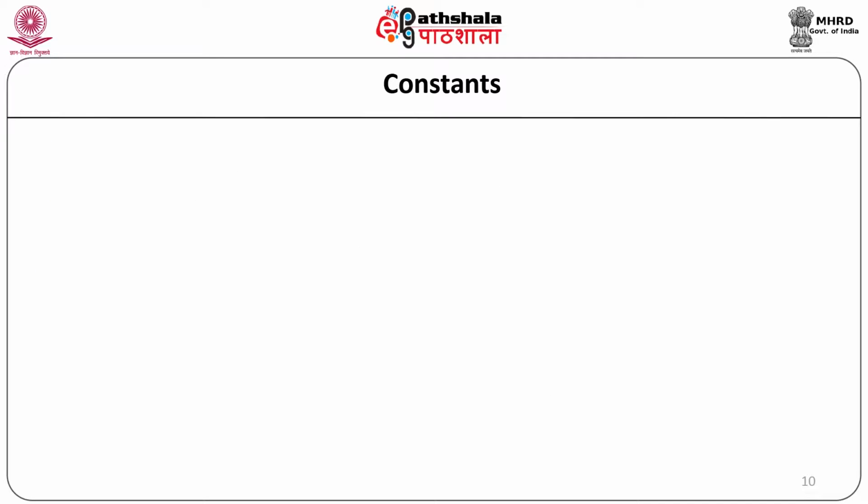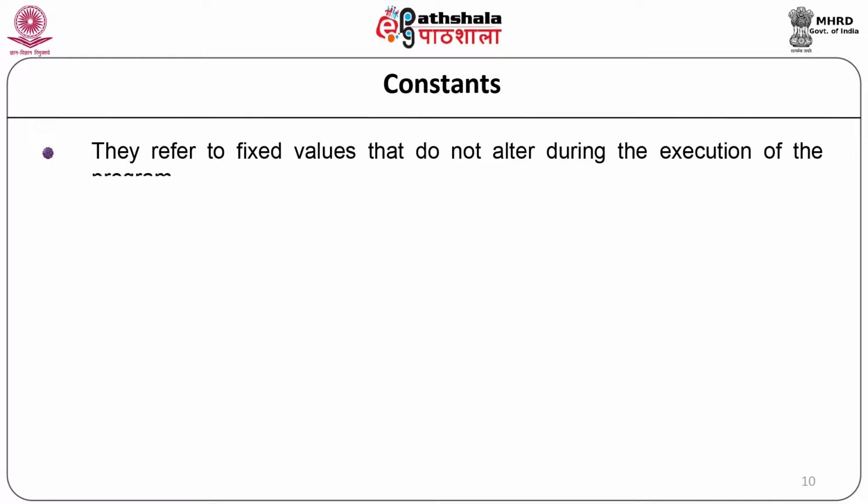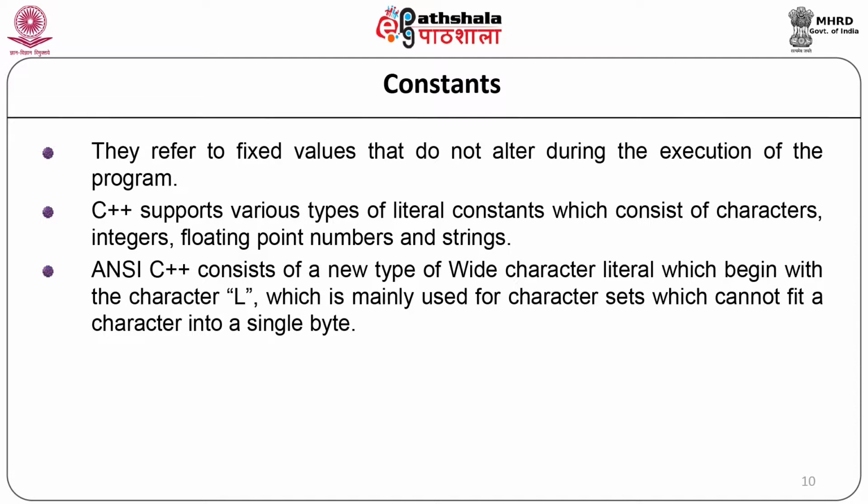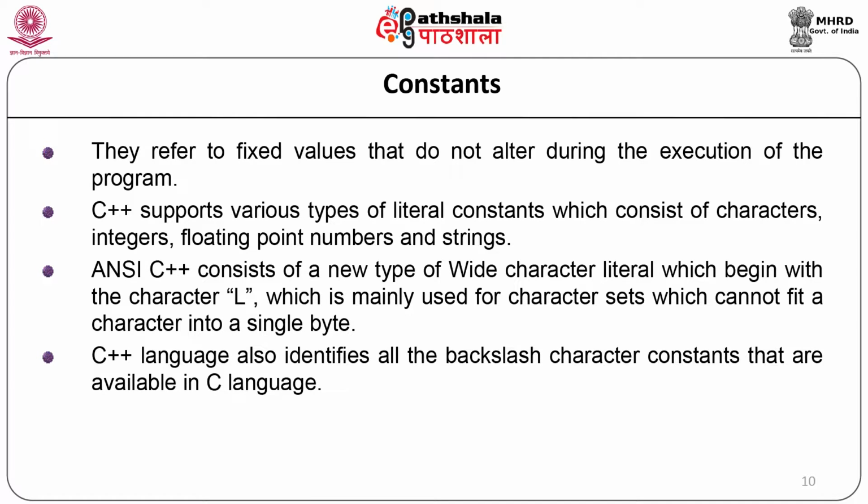Next, we will see what is constant. Constants refer to fixed values that do not alter during the execution of the program. C++ supports various types of literal constants which consist of characters, integers, floating point numbers and strings. C++ consists of a new type of wide character literal which begins with the character L, which is mainly used for character sets which cannot fit a character into a single byte. C++ language identifies all the backslash character constants that are available in C language.